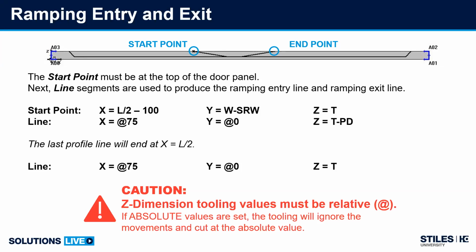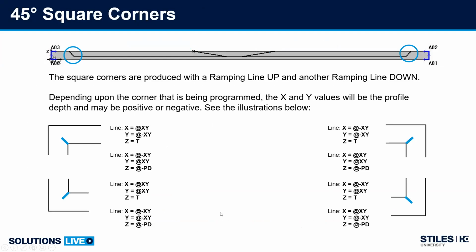So let's talk about the corners. In this case, I'm going to ramp in. When I get to this corner, I'm going to move positive in X at XY, but Y has to go negative. So at XY, at minus XY, and I come up to the thickness of the board. Now I need to reverse and come right back down to the bottom. So in that case, X goes negative, Y goes positive, and we come back down at minus the profile depth. That's how you do a corner.